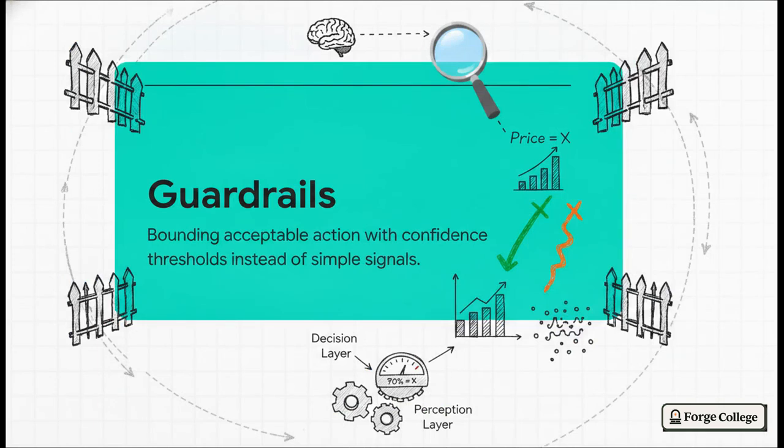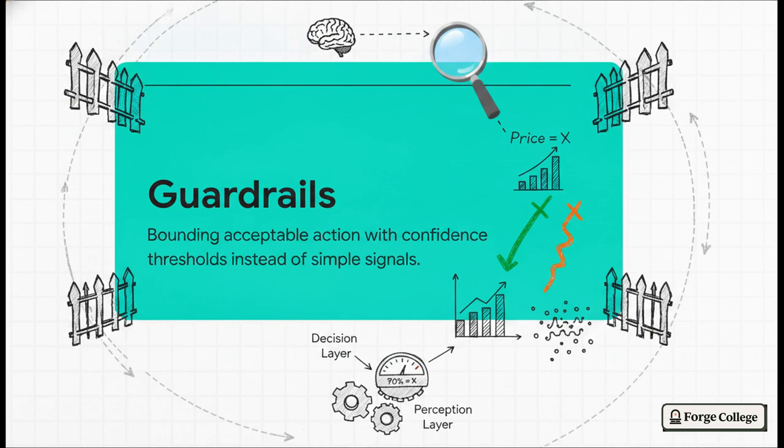Building directly on that confidence score, we have guardrails. The perception layer shouldn't just hand the brain a simple, reckless go or no-go signal. It needs to establish strict minimum confidence levels. It should tell the decision layer, hey, the price is X, but honestly, my confidence is only about 70% right now because the network is lagging. These guardrails act as your ultimate safety net. They bound acceptable actions, absolutely preventing your agent from making high-stakes, wallet-draining trades when the data is noisy, conflicting, or just plain ambiguous.